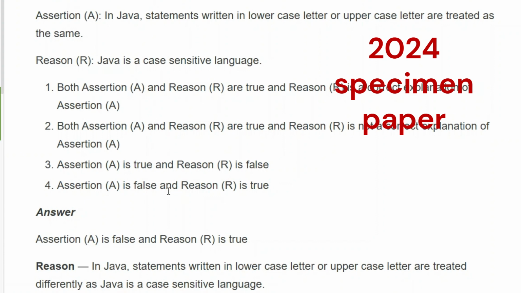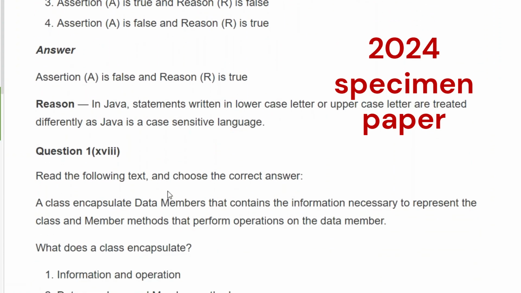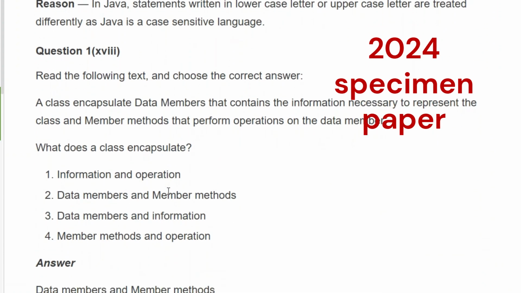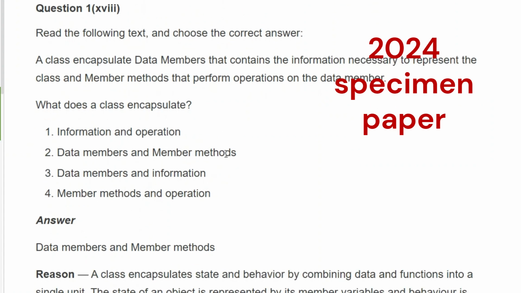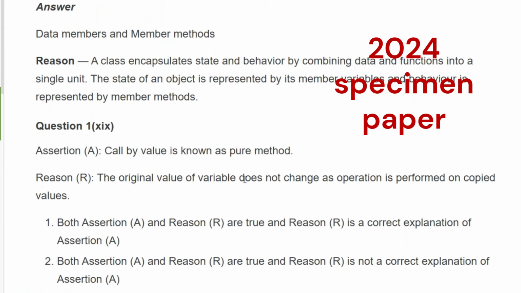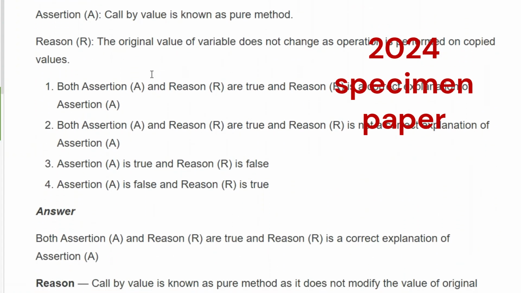Read the following text and choose the correct answer. A class encapsulates data members that contain the information necessary to represent the class and member methods that perform operations on the data members. What does a class encapsulate? A class encapsulates data members and member methods. Call by value is known as the pure method. The original value of a variable does not change as the operation is performed on copied values. Yes, both are true.